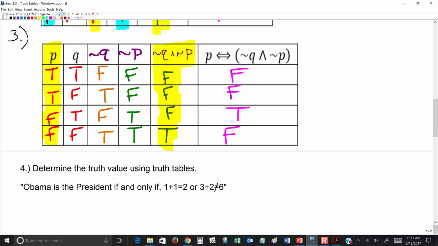So for the double arrow, these should be the same in order for it to be true. Those are different, so that's false. Those are different, so that's false. These are the same, so that's true. These are different, so that's false.